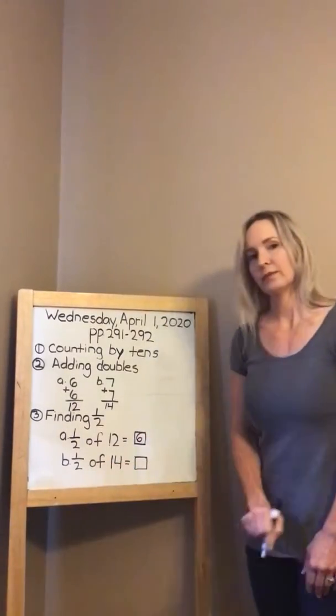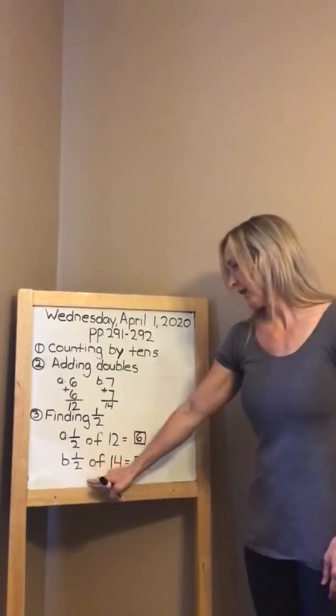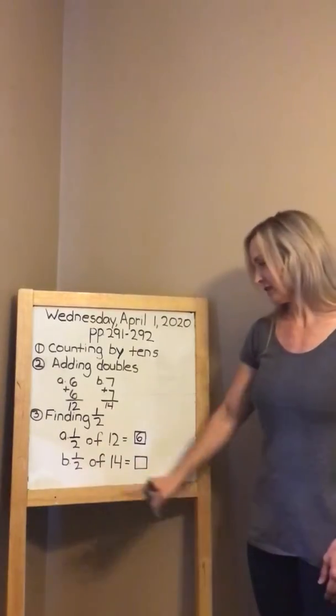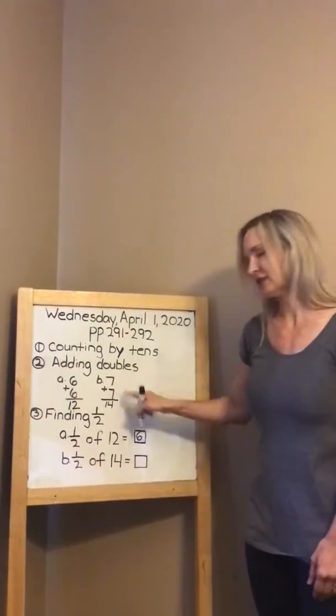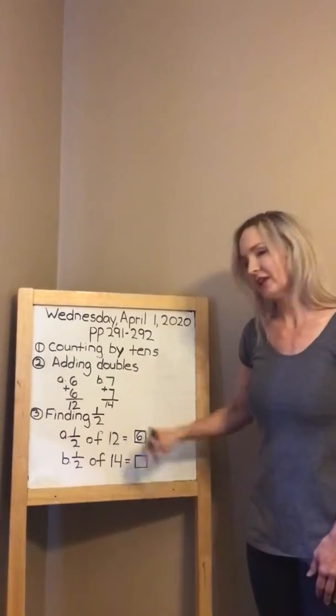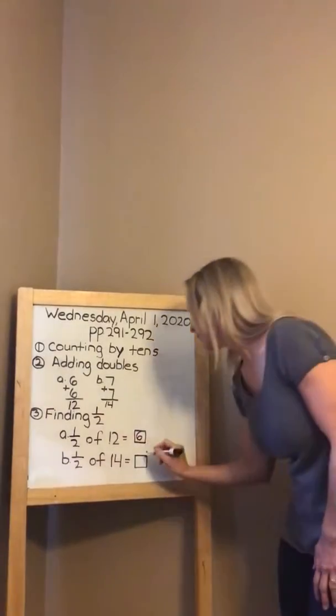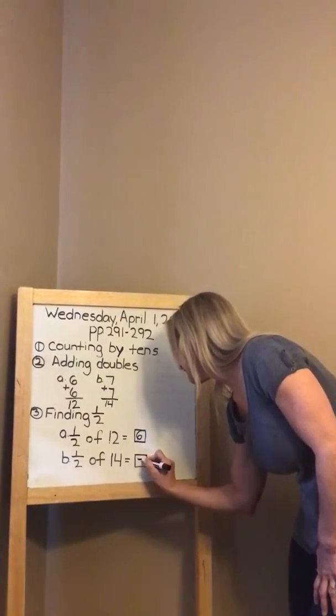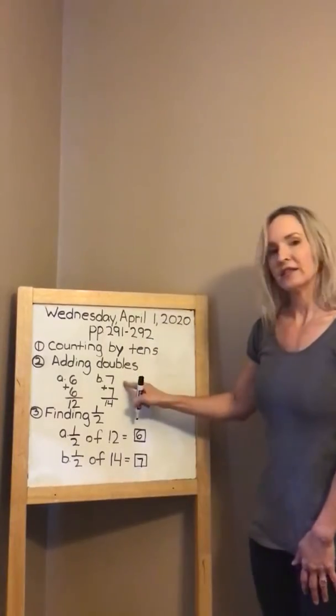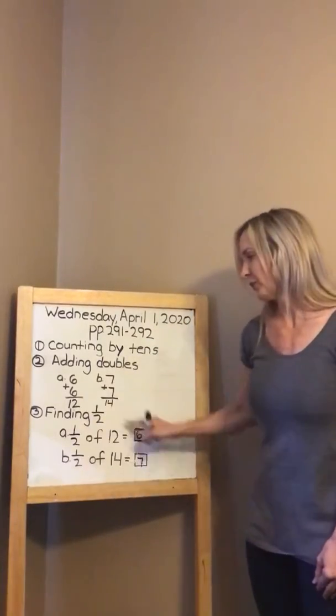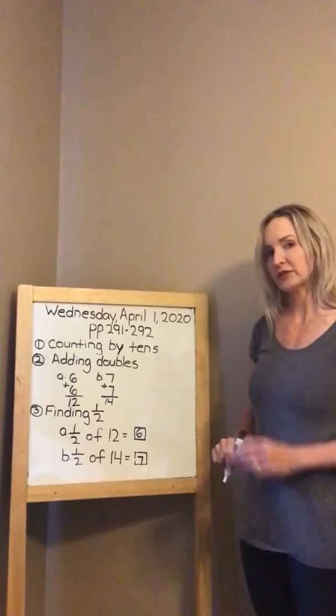How about my example B? 1/2 of 14. Boys and girls, I need 2 equal groups. I'm going to go back to my doubles. 7 plus 7 equals what? That's right. 1/2 of 14 equals 7. Use the section before to help you find a half of the given numbers, okay?